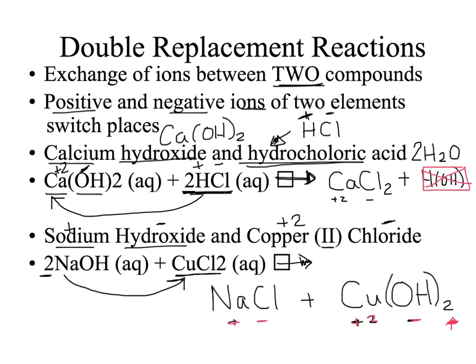And now I can go ahead and balance my overall equation. In order to balance it, all I need is a 2 in front of the sodium chloride in my products. So now I have 2 sodiums on each side, 2 chlorines on each side, 1 copper on each side, 2 oxygens and 2 hydrogens, and so my overall reaction is balanced.